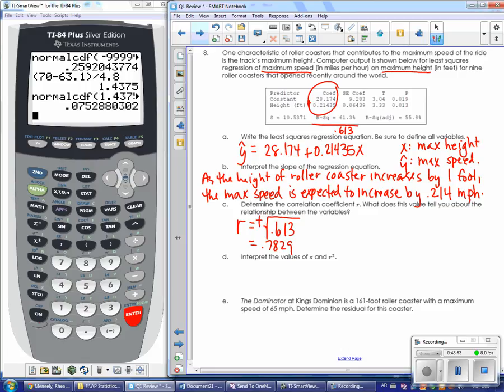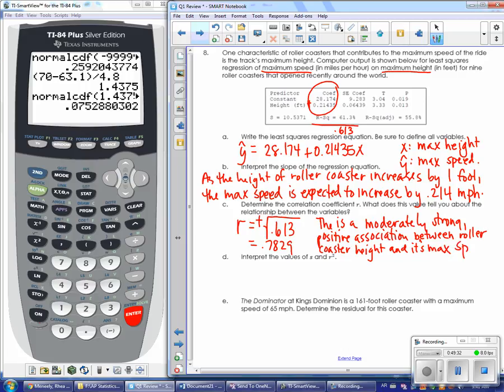Okay, now I can't see a scatter plot of the data, so I can't really say for sure if it's a linear association. What I can say is there is a relatively strong, or moderately strong, positive association between roller coaster height and its maximum speed. Oops. There shouldn't be an apostrophe there, sorry.